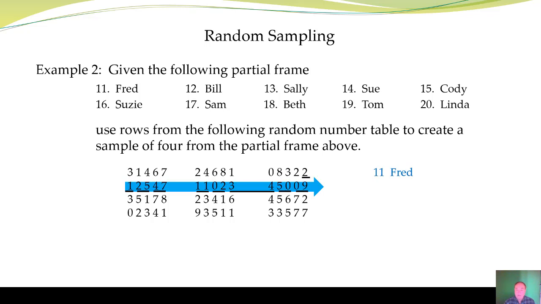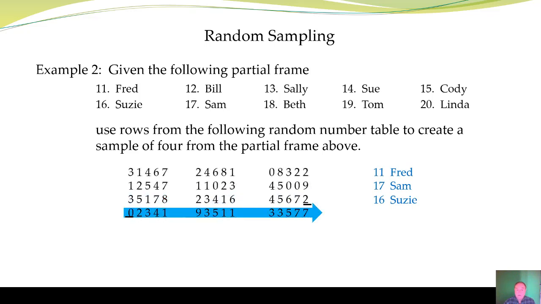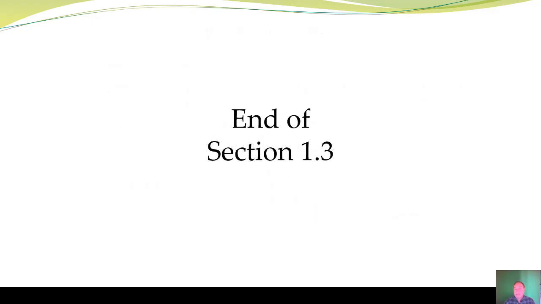Go to the next row. This time I'm going to start with 35 in the next row because 09 ended the second row. So now I have 35, 17, but wait, 17 is in my partial frame, so Sam is in my sample. I go 82, 34, 16, so Susie's in my sample. 45, 67, 2. Now I have to wrap around to the next row. So 2 and 0 makes 20, which puts Linda in the sample, and I'm done. I have my 4 names in my sample. This ends section 1.3.